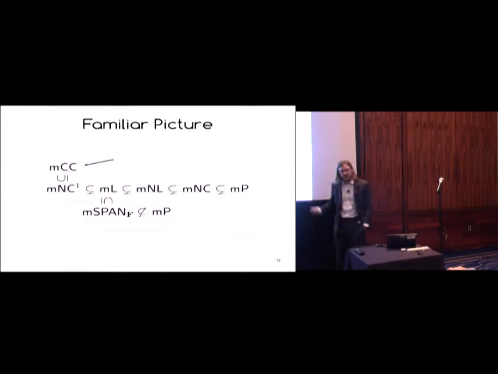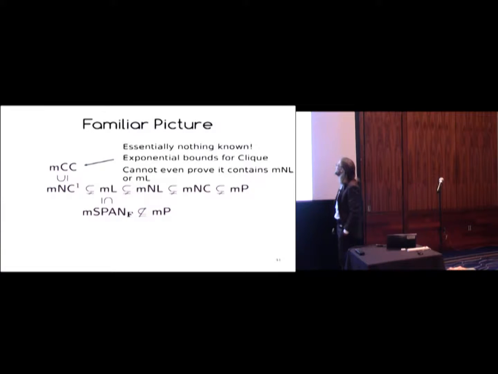Okay, so on the other hand, for monotone comparator circuits, well, we basically know nothing. We have exponential lower bounds for clique. That's just because it's a circuit, right? That follows from Razborov's work in the 80s. But we can't even prove it contains monotone NL or monotone L. And this is kind of surprising because we know that comparator circuits contain NL in the non-monotone world, right? So something weird is happening here.